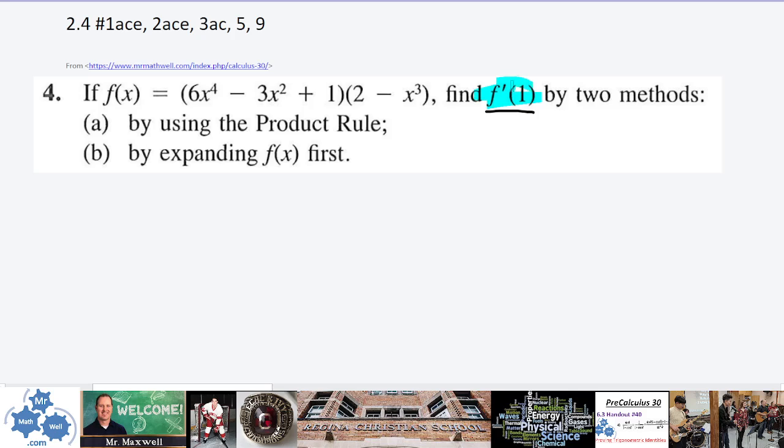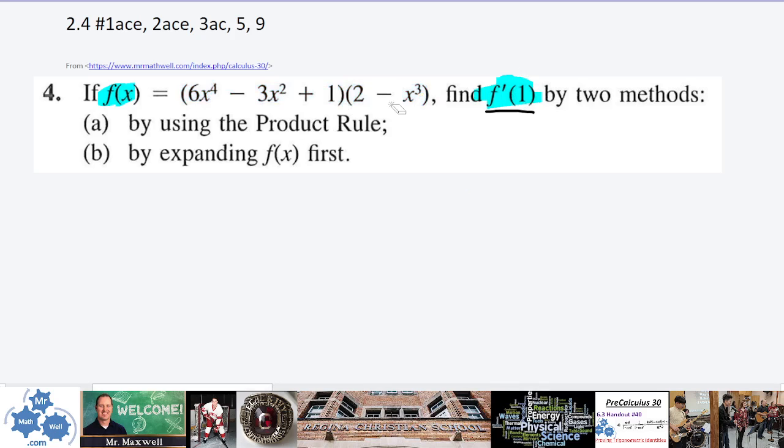So the f prime means the derivative of the function f. We're given the function f to be this right here. The prime symbol there, the little notch, that means derivative. And when we have a 1 in the brackets there, that means what is the value of the derivative evaluated at 1? If we were to graph this, we would be looking for the actual slope of the tangent line at x equals 1, like at the point on the function where x equals 1, what's the slope? So let's get going by using the product rule.